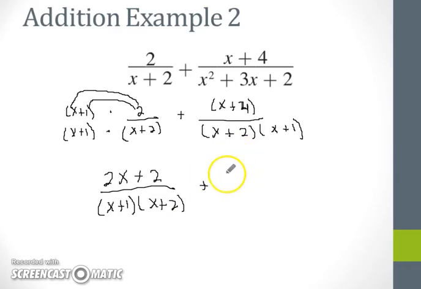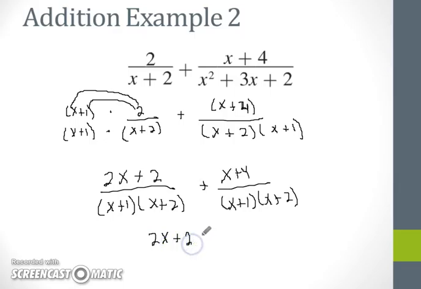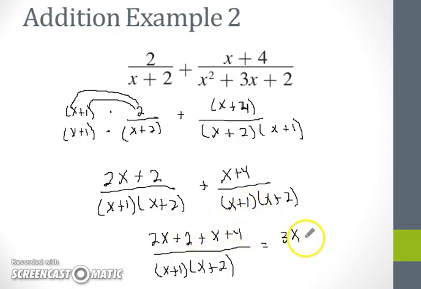And then adding with this fraction, we've got x plus 4 over x plus 1, x plus 2. Now that our denominator is the same, we can actually write this all as one big numerator. So 2x plus 2 plus x plus 4 over our common denominator. And then simplify, so combine like terms. 2x plus x is 3x. 2 plus 4 is 6, over x plus 1, x plus 2.